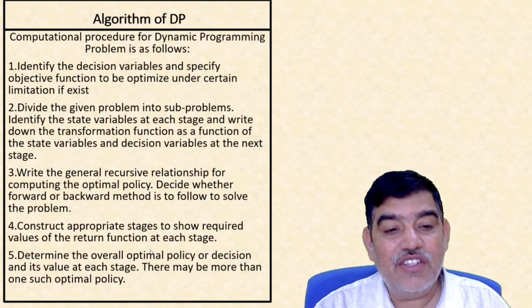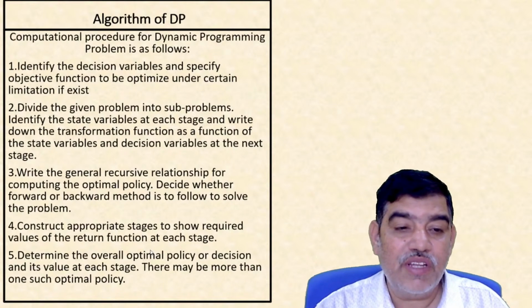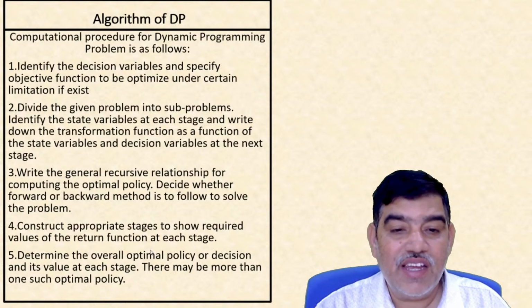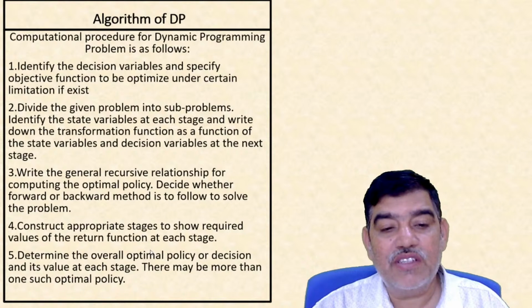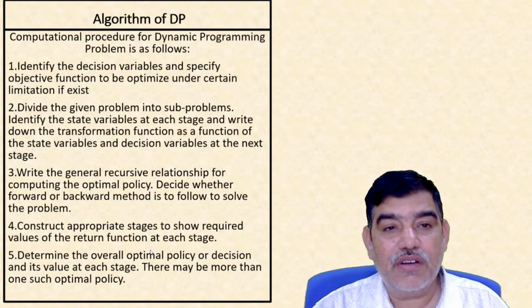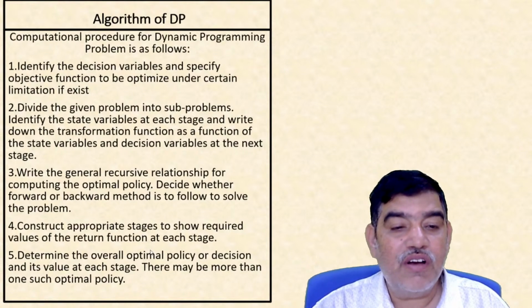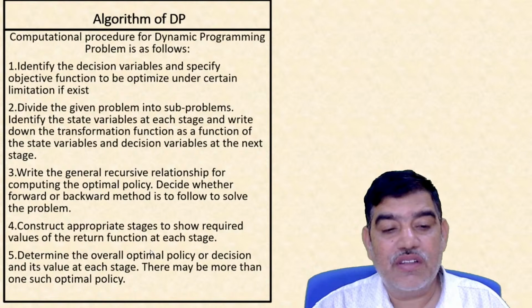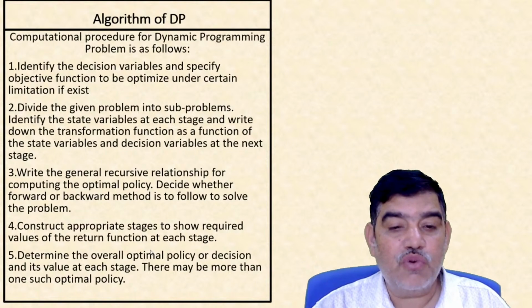Then write the general recursive relationship for computing the optimal policy. Decide whether the forward or backward method is to be followed to solve the problem. As I am explaining the characteristics of a dynamic programming problem, forward or backward computational process. Then step 4, construct appropriate stages to show the required values of the return function at each stage. Then step 5, determine the overall optimal policy or decision and its value at each stage.